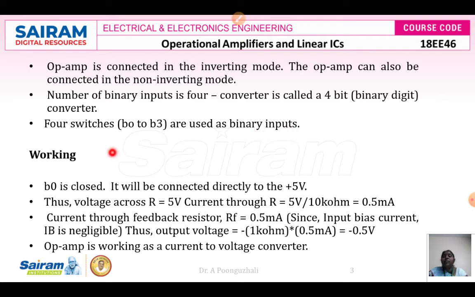The working principle: when B0 is closed, it will be connected directly to the 5 volts. That means the voltage across the R is 5 volts, and the current through the R is 5 divided by 10 kilo ohms, that is 0.5 milliamps. The current through the feedback resistor RF is also 0.5 milliamps, and the output voltage is minus 1 kilo ohm into 0.5 milliamps, which is minus 0.5 volts. So here the op-amp works as a current to voltage converter.